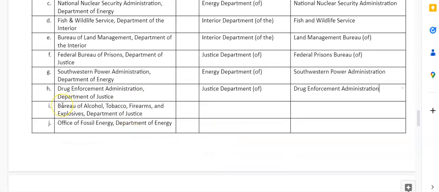For letter I, we have the Bureau of Alcohol, Tobacco, Firearms, and Explosives, which is part of the Department of Justice. So working with level 2 first and the name of the department, we have Justice, Department of as level 2. And for level 3, that's going to be Alcohol, Tobacco, Firearms, and Explosives, Bureau of. Remember, Bureau of or administrations, that's not as important as the actual names that we're working with.